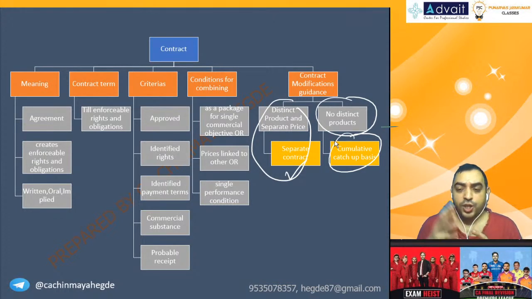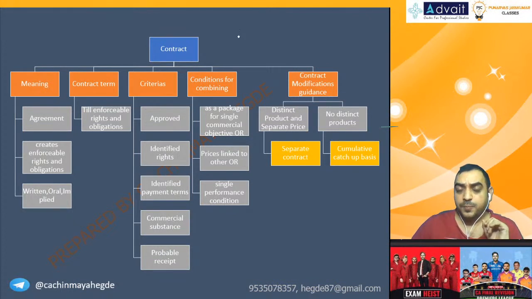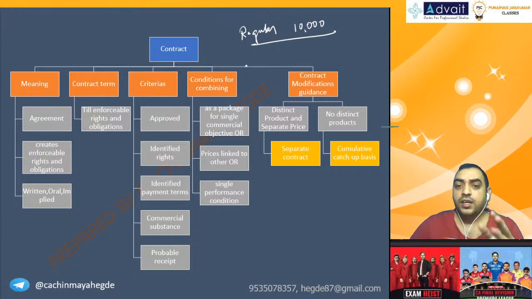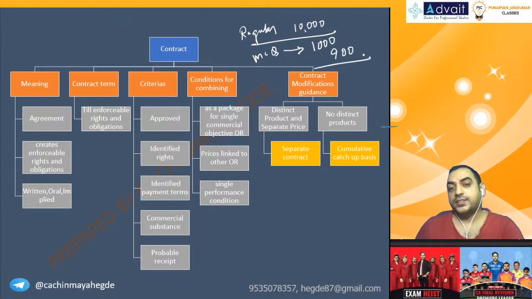Let's say you are attending my regular classes. I'm just taking an example, don't take these as actual numbers. Let's say my regular classes are 10,000 rupees. During the class, I gave you an option, I'm planning to conduct an MCQ test every day. The MCQ test normally I charge 1,000 rupees, but for you people, I'll charge 900 rupees.